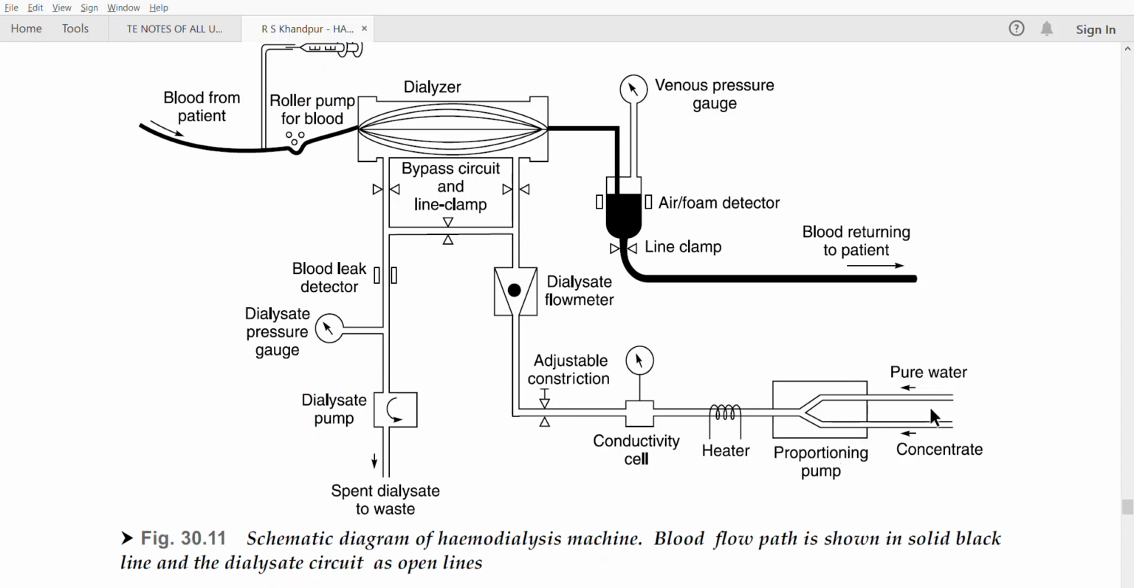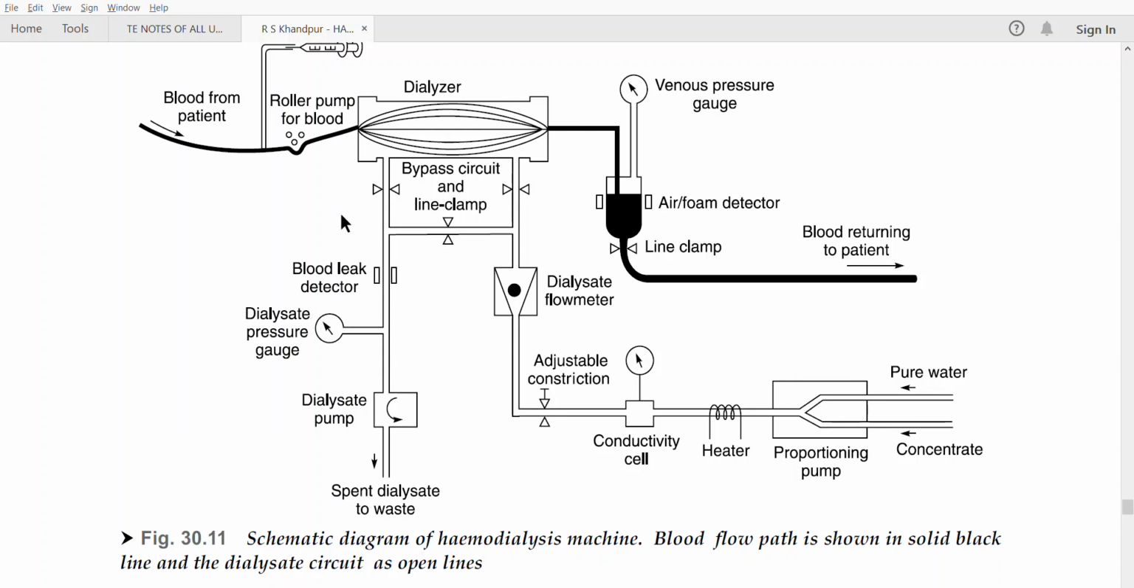This is the pump that is going to pump your concentrate and pure water. These are dry chemical concentrates; they mix in the pump and are pumped into the conductivity cell for measurement of electrical conductivity. Before that, there is a heater that controls the temperature for producing a warm dialysate, and then it goes to the conductivity cell for electrical measurement. Once it goes here, it goes through the dialysis chamber. After purification, it comes through the other chamber, and here it's checked for blood leak.